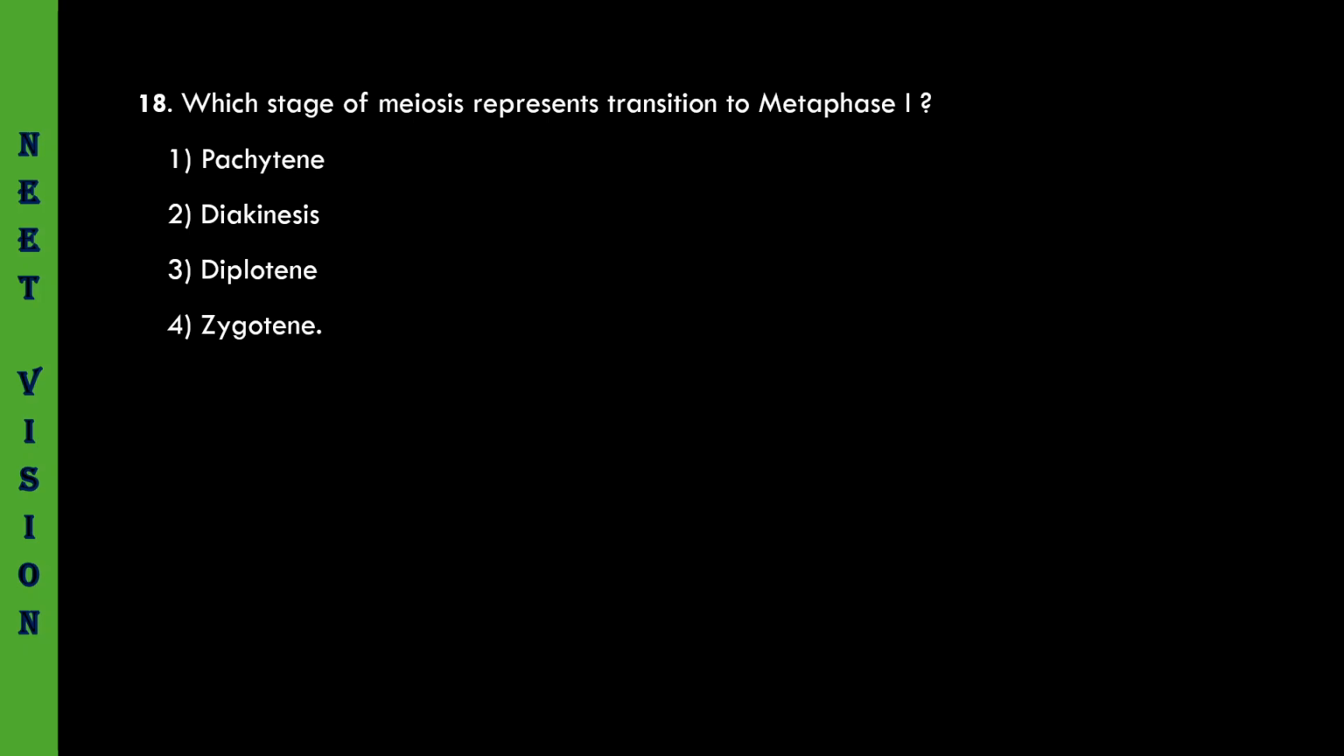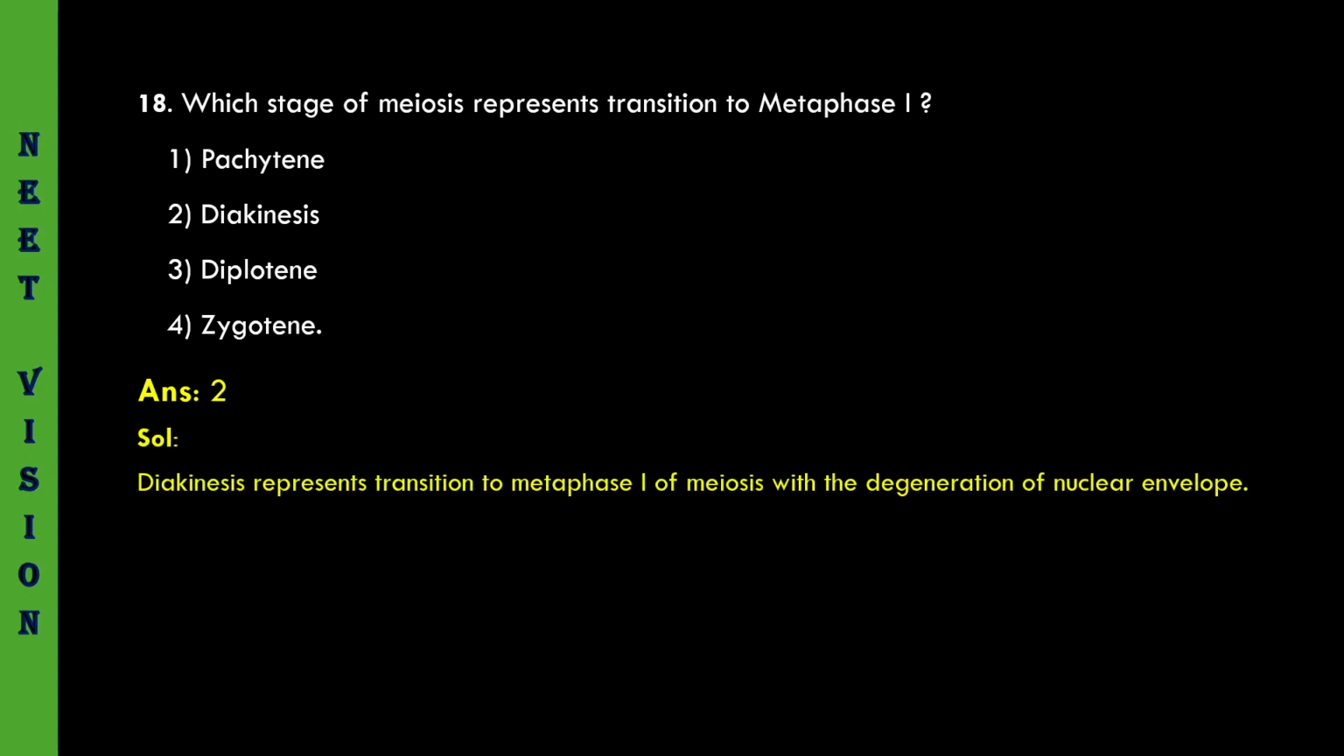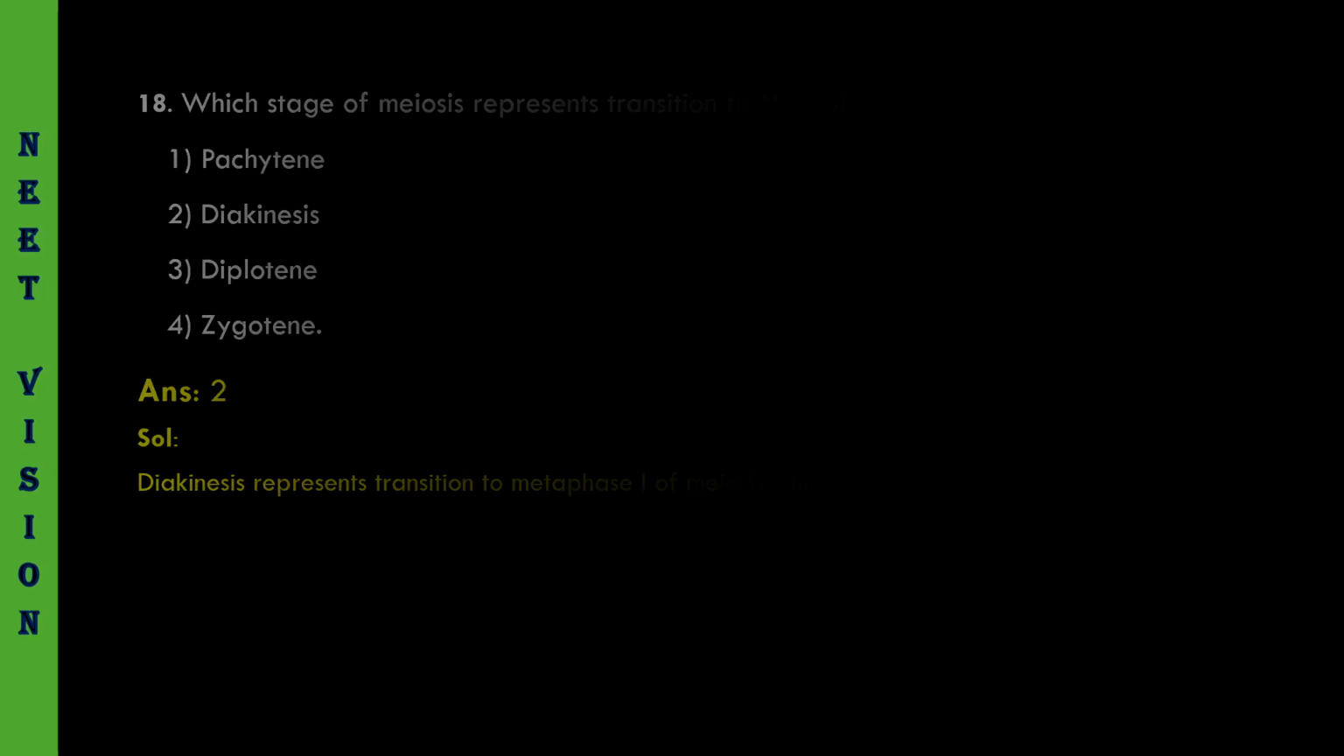Pachytene, no, it is somewhere in the middle. Diakinesis, yes, it's the last one. The second option is the correct one. Diplotene, no. Zygotene, no. Diakinesis, answer 2. Diakinesis represents a transition to metaphase 1 of meiosis with the degeneration of the nuclear envelope. Coming to the next one.